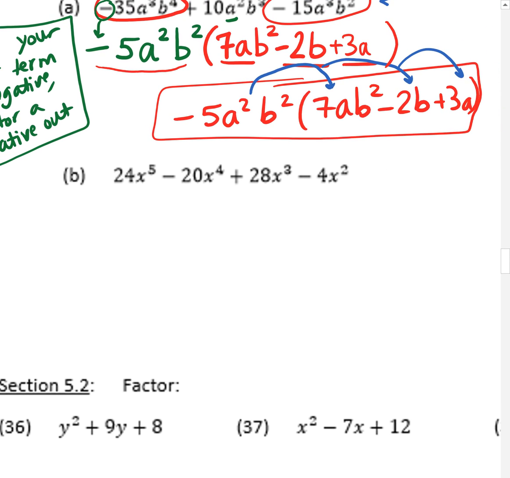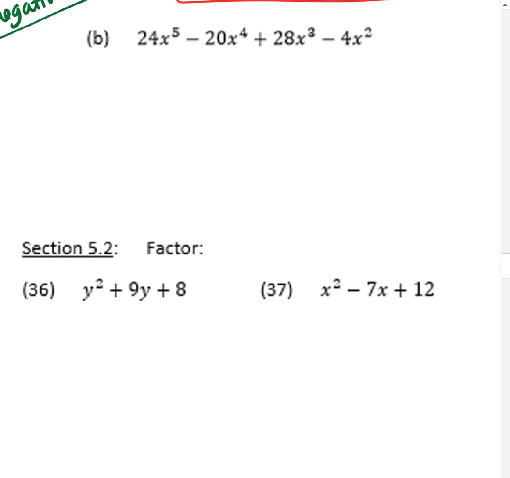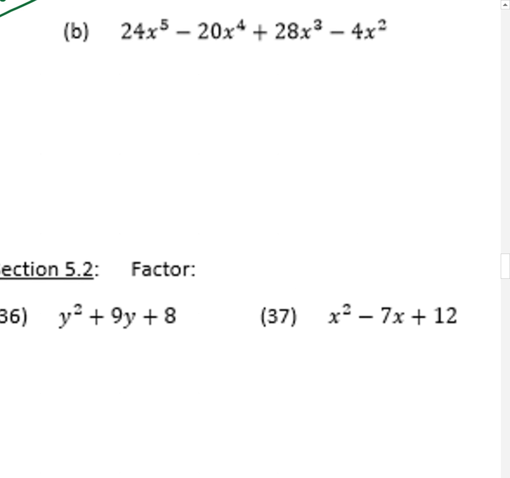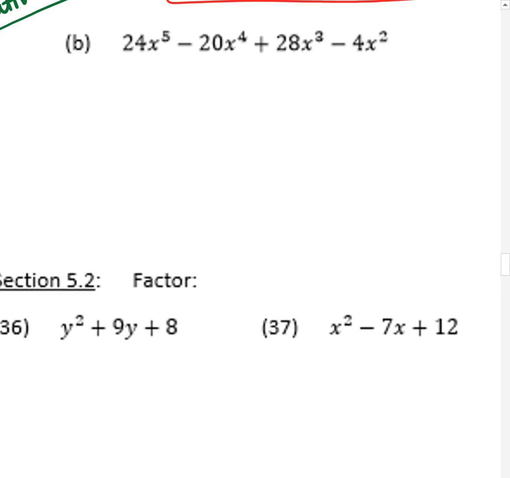Alright, now we're looking at part B. I want to do something similar, and I think this one might be easier because there's only one variable, but we'll see. There are 4 terms, so that might make it harder. But I'm going to focus on the numbers here. We got 24, 20, 28, and 4. I think the greatest common factor of those guys is 4. The largest number that divides in is 4.